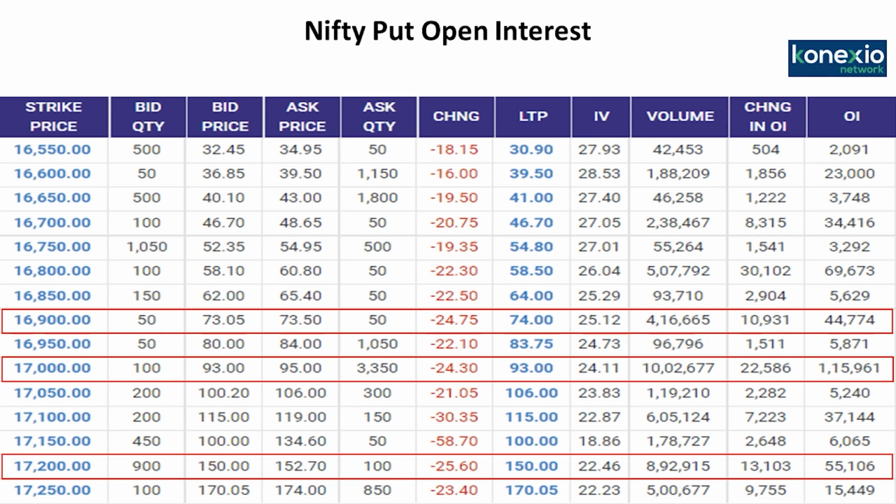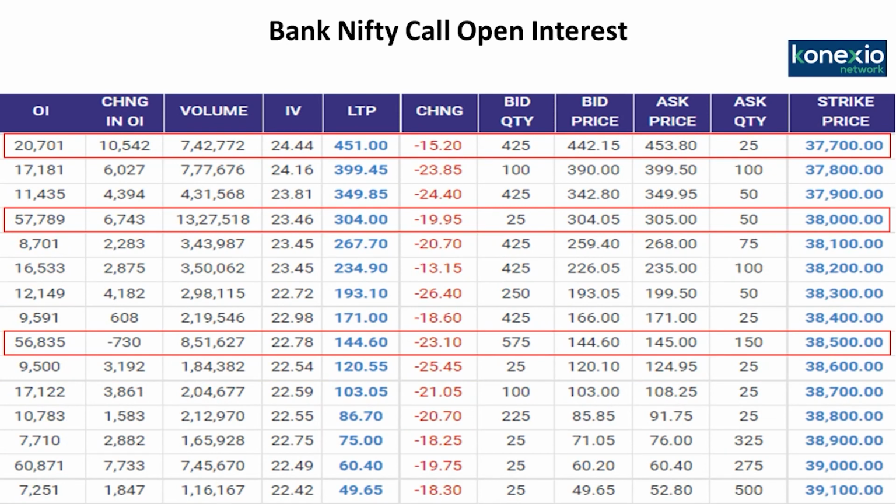So now let us discuss what we have observed in Nifty, Bank Nifty calls and puts. In Bank Nifty calls, the action was seen in 37,700 calls, the 38,000 calls, and 38,500 calls. Again, here you can see there has been a rise in the open interest and a fall in the option premiums. The implied volatility in Bank Nifty calls is slightly on the higher side, between 22.78 and 24.44. So again, the same thing is happening in Bank Nifty calls, out of the money calls also.